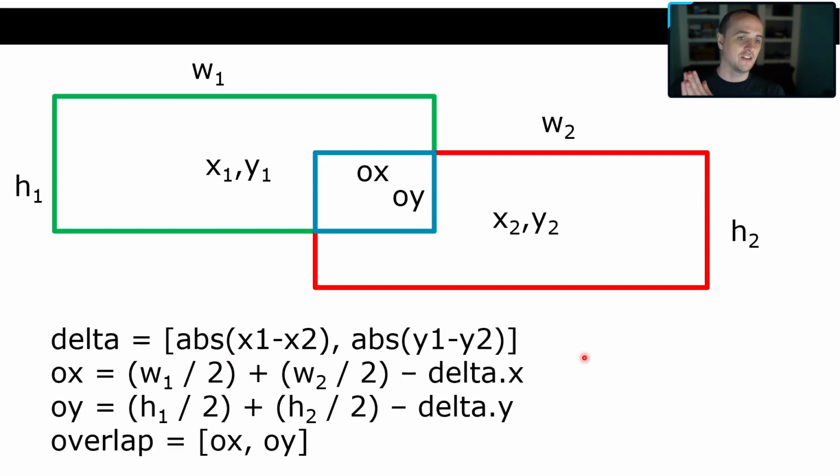It turns out that it's way faster to do addition and subtraction than it is to do if statements. So all we have to do is calculate these values, and then we have essentially one if statement, which says if OX and OY are positive, then we have an overlap of our two things.